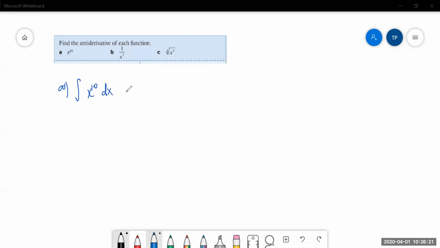Okay, actually, do you know what we are finding when we are integrating? Like an area. Do you know why? I don't know, but I know it's an area.